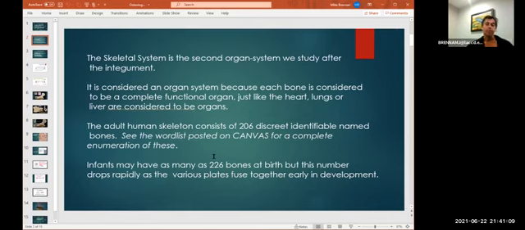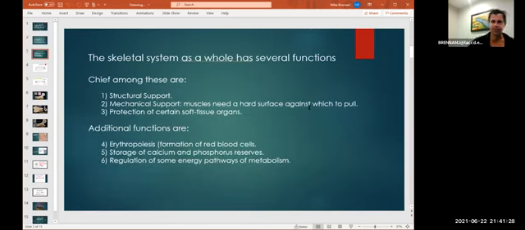Babies can have more. I've seen estimates ranging from 224 to 232 bones at birth. This number is going to shrink because a lot of these things are going to fuse together into one unit very, very early in that person's life. All right, so the function of the skeletal system, taken as a whole, all 206 bones.